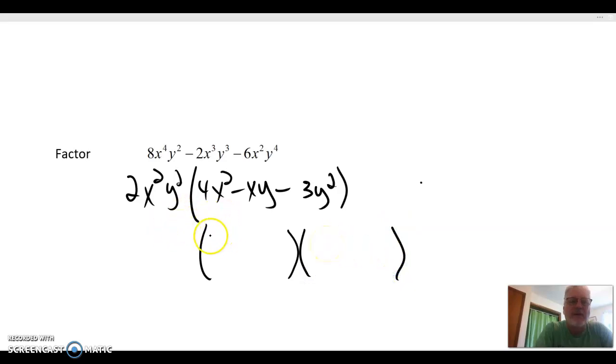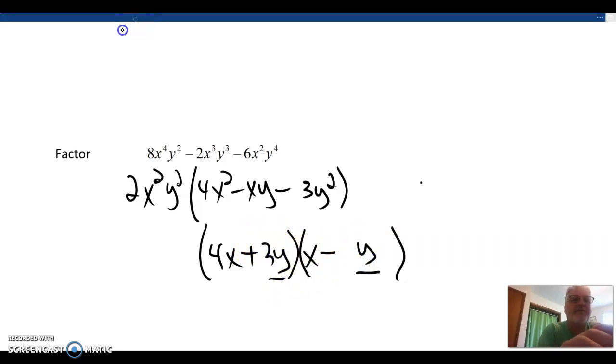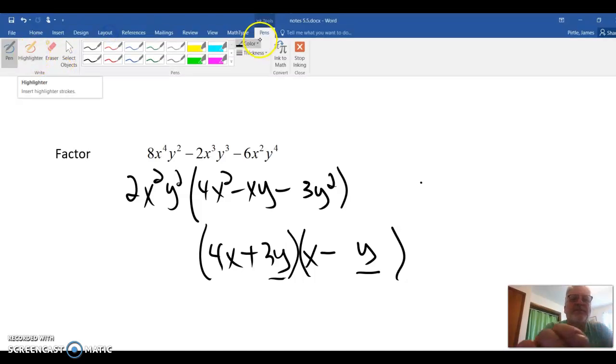So I could try either a 2x times 2x or I could try a 4x times x. I'm just going to try a 4x times x. And I know my signs are going to be opposite because this thing times this thing is going to give me a negative. And I'm just going to try a 3y and a y. And let's see if that worked. If it didn't work, then I'll just try something else.